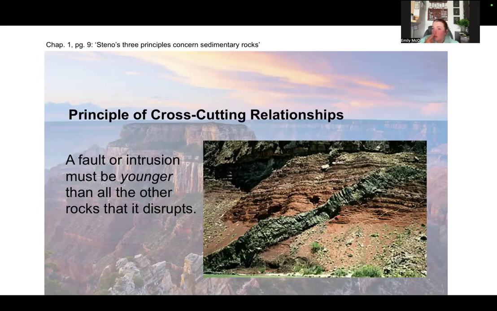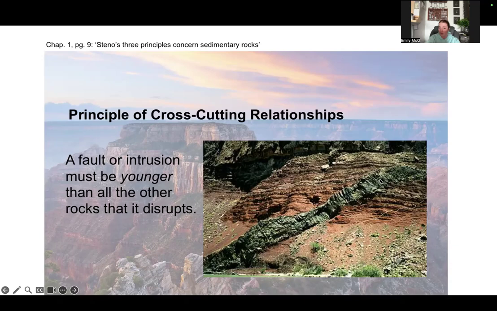I wanted to put this one in here because this is the principle of cross-cutting relationships, meaning that these red rocks behind it have layers associated with them. These rocks had to be layered one after the other, youngest on the top, oldest on the bottom. And only after they were layered did this volcanic intrusion cut through these layers. So there was some lava or some magma that cut through these layers after they had been deposited.